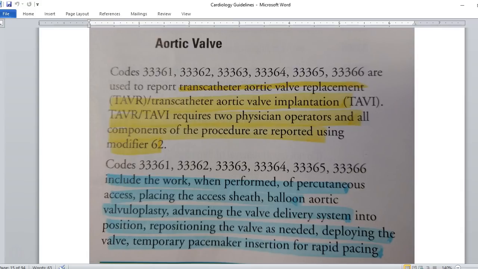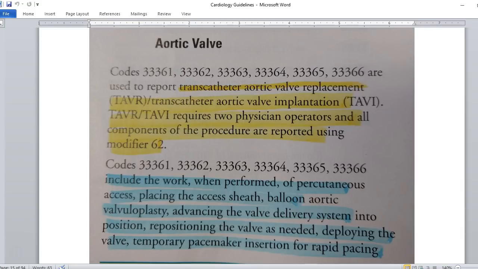Okay, so this is what we're doing. We're going through a catheter to do this. Now, as it tells us, TAVR and TAVI requires 2 physician operators, and all components of the procedure are reported using modifier 62. So if you have a surgeon who does these procedures, every different part of the procedure they do for the patient during the surgery can be coded with a modifier 62 on both sides for both physicians.